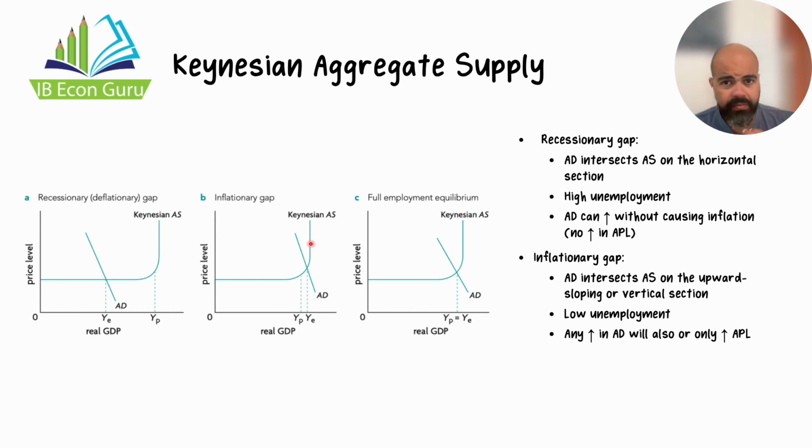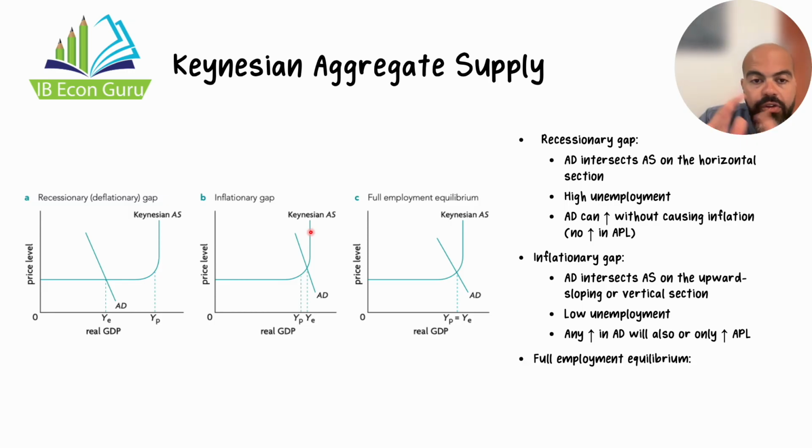So remember, when there's a recessionary gap, AD intersects AS on the horizontal section, and AD can increase without really causing inflation because there's plenty of spare capacity in the economy. But along the upward sloping or the vertical section, an increase in AD will either only increase the average price level or cause a very small increase in Y as well as an increase in the average price level, depending on whether we are on the upward sloping section or the vertical section.